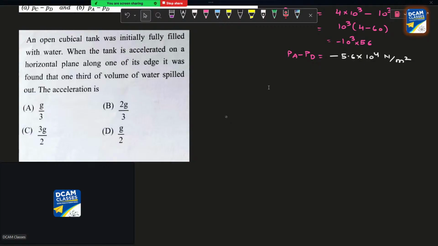What is it? G by 3. No, it's 2G by 3. Deva, are you getting? Hey, let me solve it.